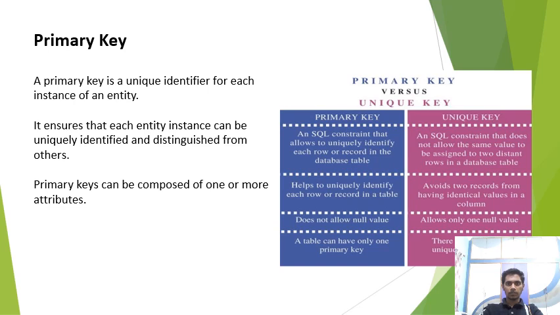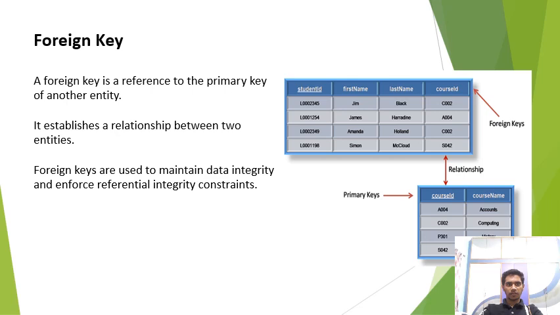Primary key versus unique key. Primary key helps uniquely identify each row or record in a table. Unique key avoids two records having identical values in a column. Primary key does not allow null value, whereas unique key allows only one null value. Foreign key. A foreign key is a reference to the primary key of another entity. It establishes a relationship between two entities. Foreign keys are used to maintain data integrity and enforce referential integrity constraints.